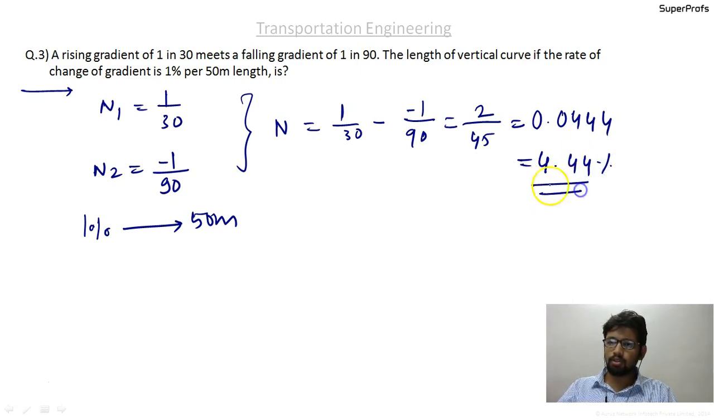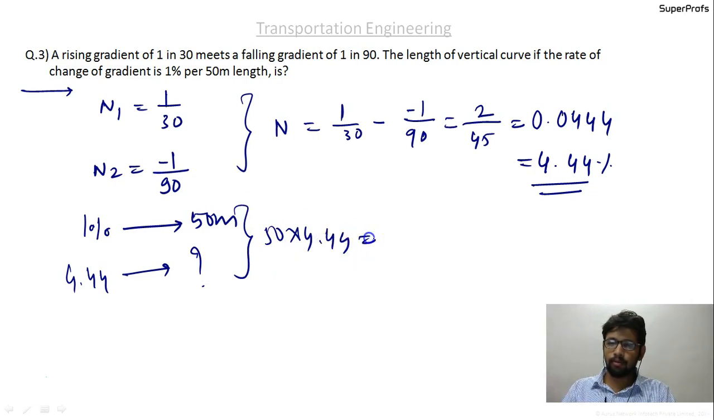Okay. So the question asked is the length of the vertical curve if the rate of change of gradient is 1% per 50 meter length. So for 1% it is 50 meters. So for 4.44% it is 50 into 4.44, which is given as 222 meters.